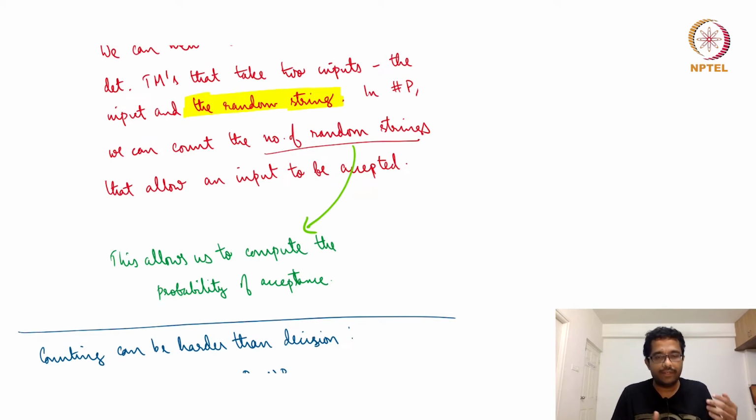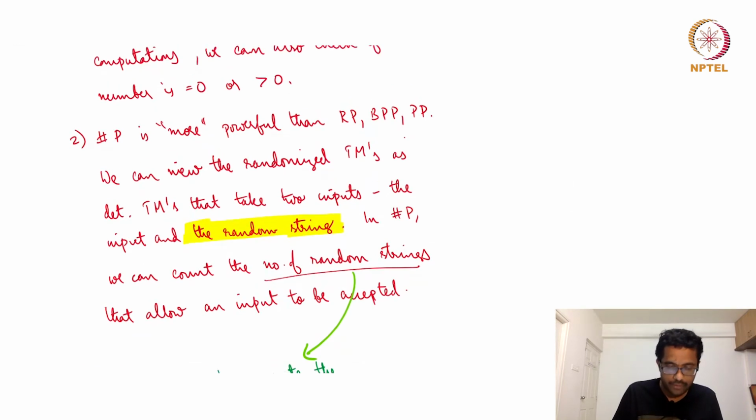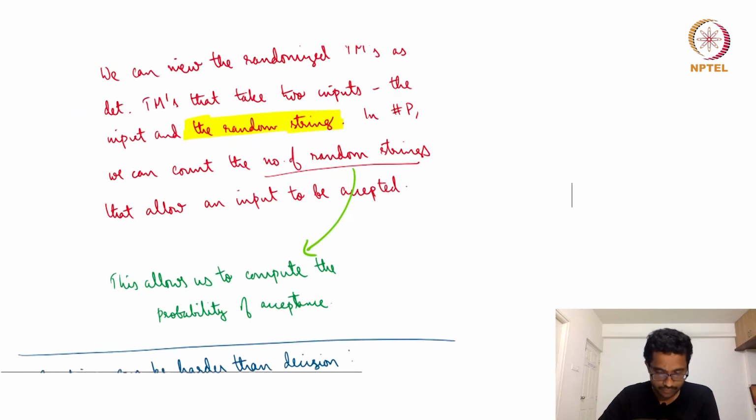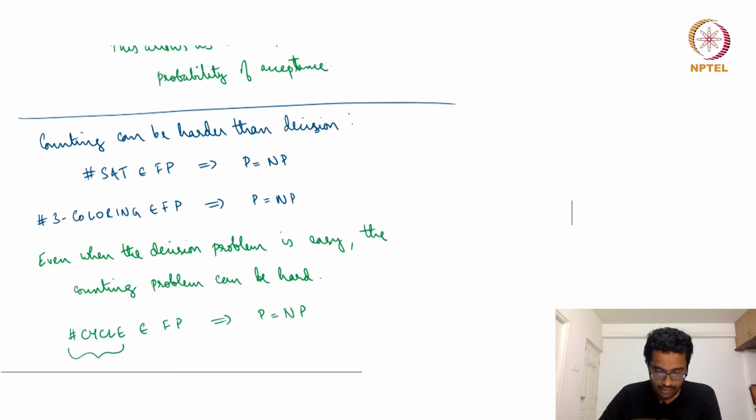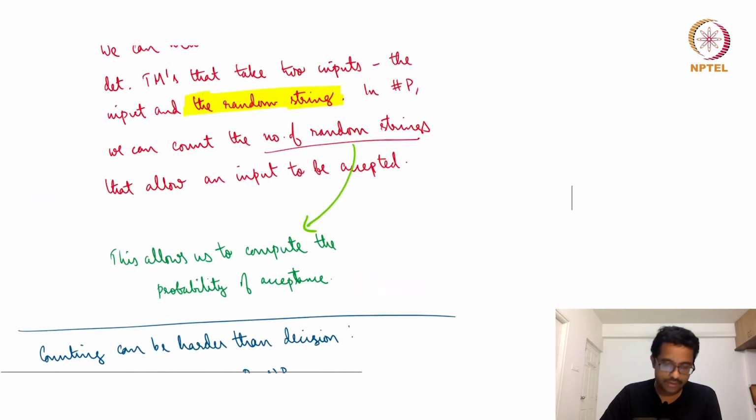So if it is a BPP machine, then we can check whether the fraction of accepting strings is greater than 2/3 or less than 1/3. If it is RP, we can do the corresponding thing. If it is in PP, then again we can do the corresponding thing. So if we can count the number of accepting computations, we can also decide the probabilistic polynomial time classes RP, BPP, etc. So the point is P is at least as powerful as all these classes.